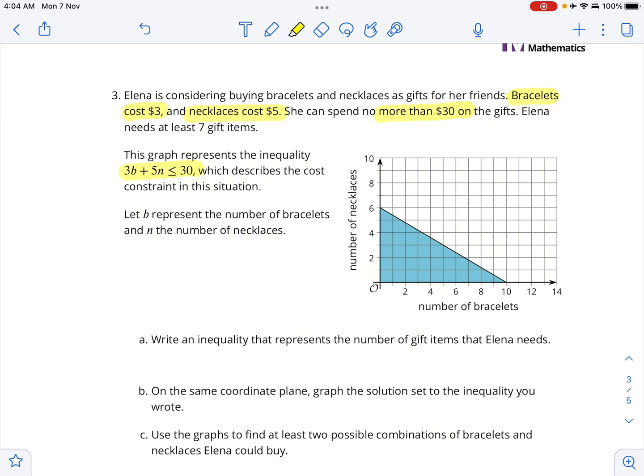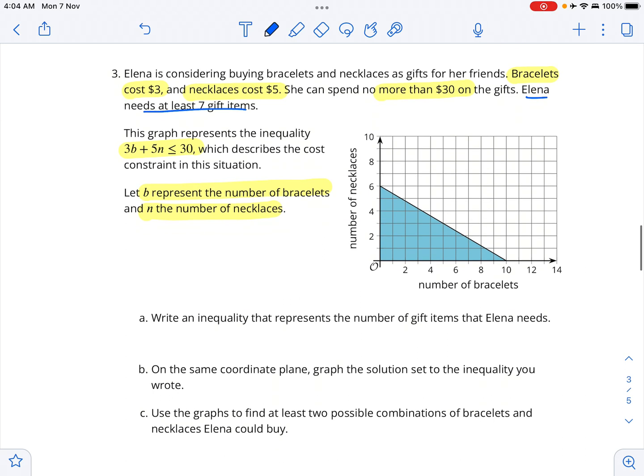Let B represent the number of bracelets and N the number of necklaces. Write an inequality that represents the number of gift items that Ellen needs. So on this one, you're told that Ellen needs at least 7 gift items. So that would be B plus N has to be at least 7, so that means greater than or equal to 7. On the same coordinate plane, graph the solution set.